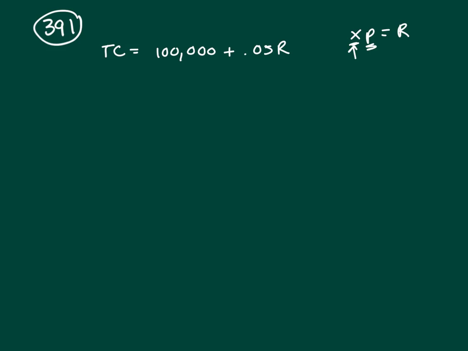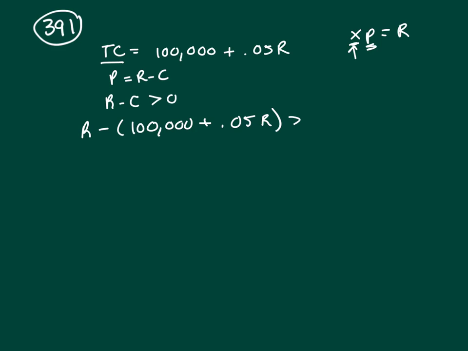Okay, in the verbiage, it also tells me that they made a profit. So that means that profit equals revenue minus cost. So revenue minus cost was greater than 0 since they made a profit. So let's write an equation. We know that revenue minus cost, and we know what the cost is. It's 100,000 plus 0.05R, right? And that's going to be greater than 0.